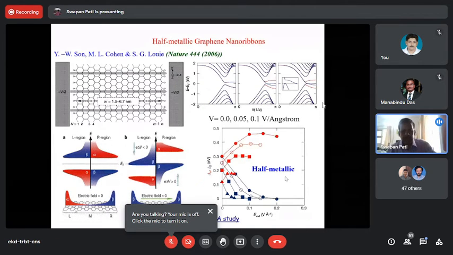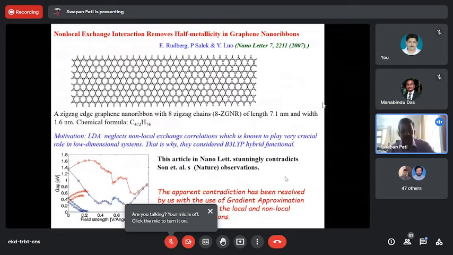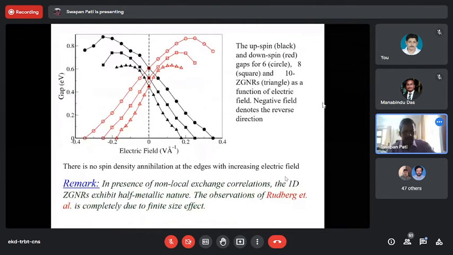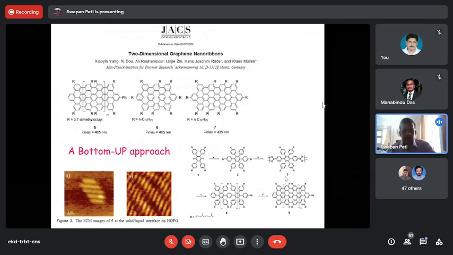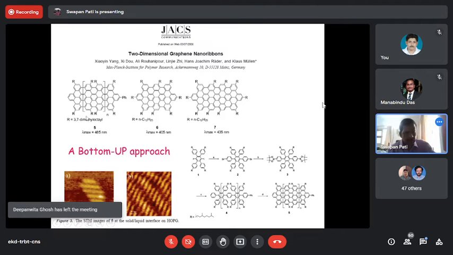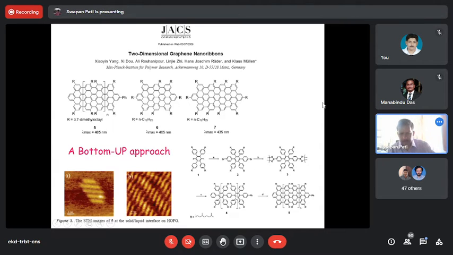So, for example, there have been many predictions of this half metallic thing. For example, there are graphene nanoribbon productions in a German group, Klaus Müllen's group. They do a bottom-up approach. They synthesize from small structures. They start with this, 5 benzene rings with R group, and then keep on increasing and get a well-defined nanoribbon structure.